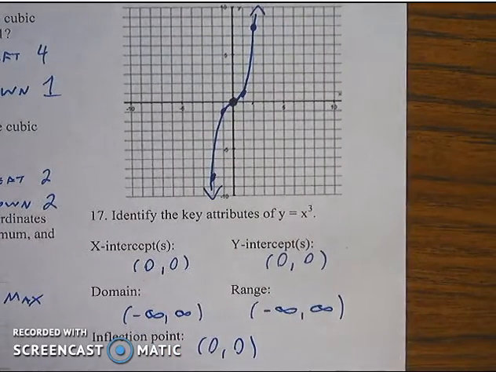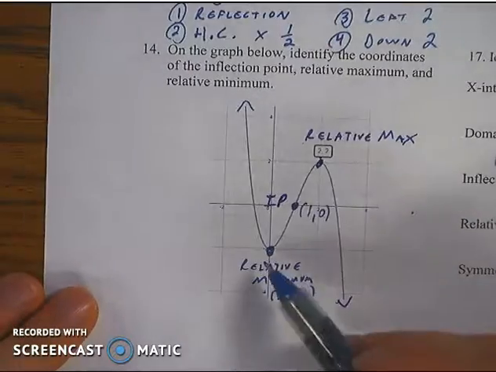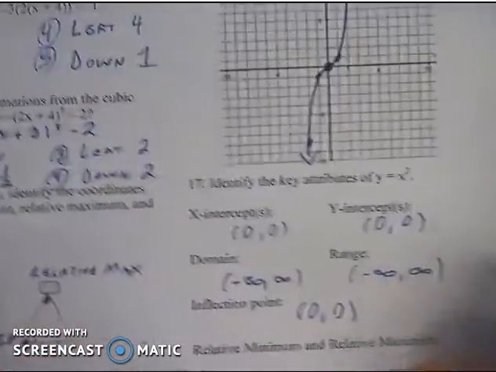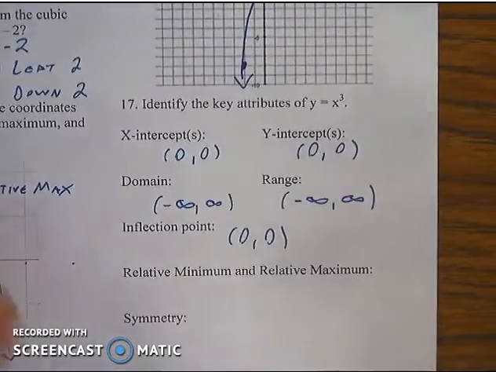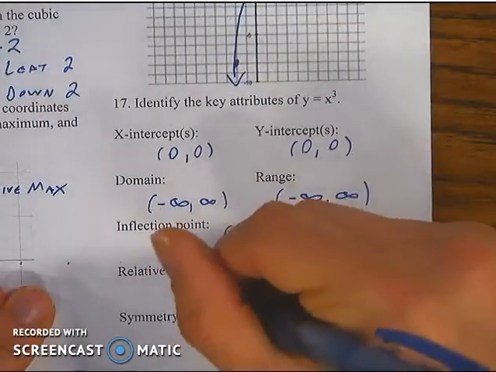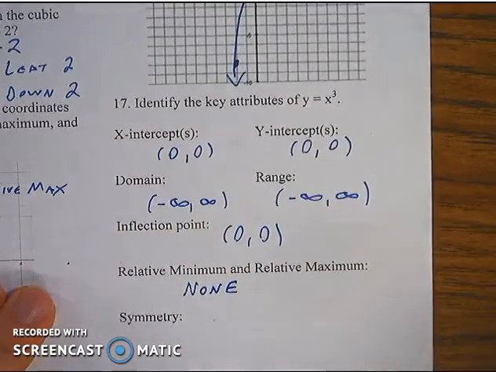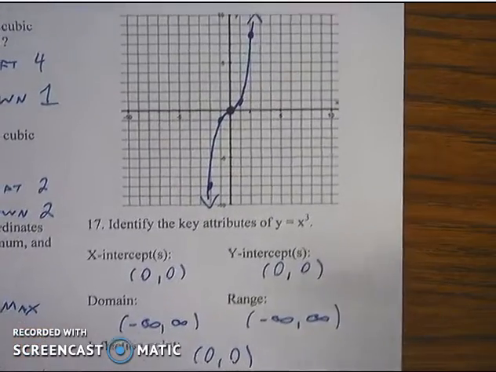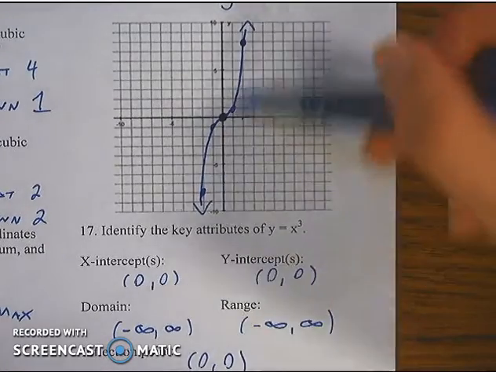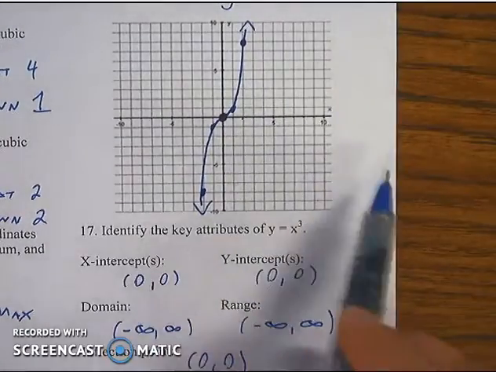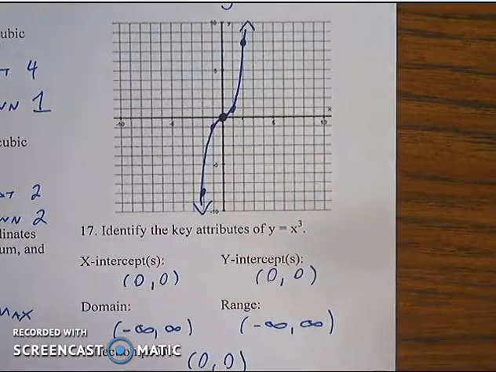Relative min and relative max? Well, whereas over here, this thing had some clear humps, the cubic parent function doesn't. So this thing actually doesn't have any relative mins or maxes. But it does have symmetry. It's not symmetry in the way we conventionally think about it. It's not like we can cut a line down the middle of it and it's the same on both sides. No, this thing has a rotational symmetry.